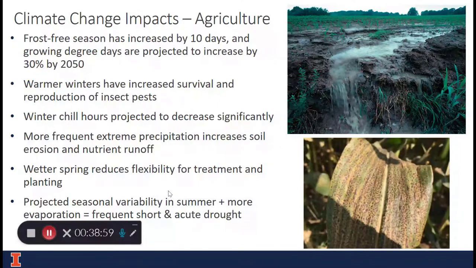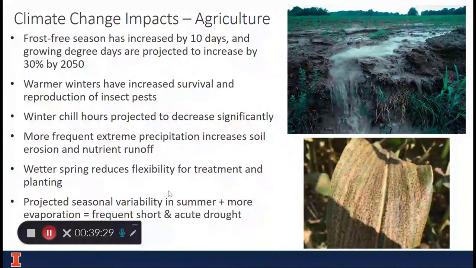A wetter spring also reduces flexibility for treatment and planting. That's really important. We can only do pre- or post-emergence herbicide treatment on fields for a short period of time. And if we get a wetter spring, it compacts the overall planting window. Same thing can happen in harvest and reduces flexibility. So you can think about a very wet spring. Not only does that increase the prevalence of pests and fungal disease, but it also means you're not getting your crop in as quickly, or maybe getting your crop out as quickly. So it really creates a lot of stress on farmers overall.